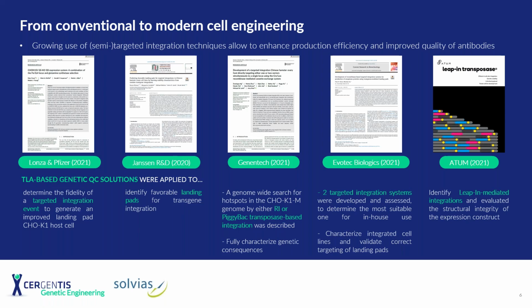While random integration is the conventional method used in the CLD process, we do see a shift in our client projects towards semi-targeted and targeted approaches, especially for CHO cell lines. We show a few examples here by leading biotech and pharma companies. Their TLA-based solutions have been used to help them perform comprehensive genetic characterization and QC. In fact, the focus of industrial CLD seems to have shifted towards host cell line stability, the use of targeted integration techniques, and the development of selection and screening systems.